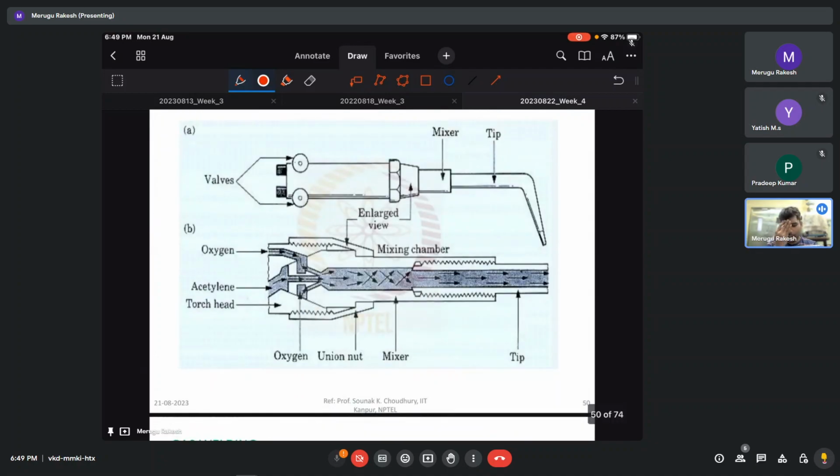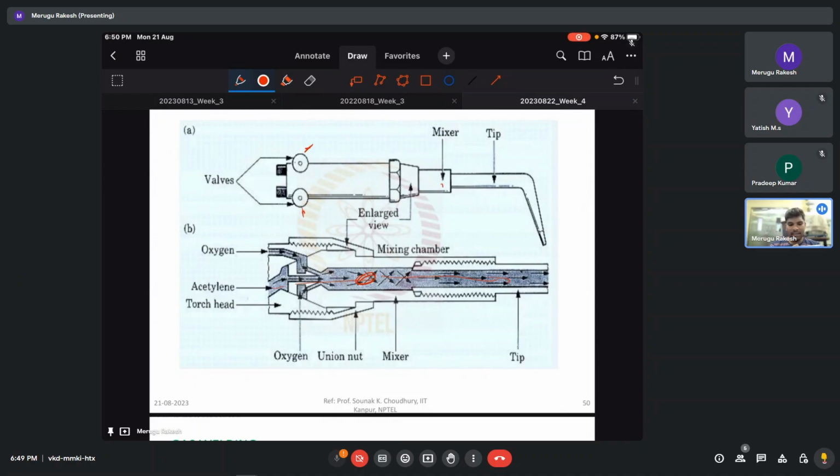So this is a typical torch, how the torch looks. We have two valves to control the acetylene and the oxygen gas that is going to be released. Then we have a mixer in which both are mixed, and then we are going to weld. This is also used for cutting as well.